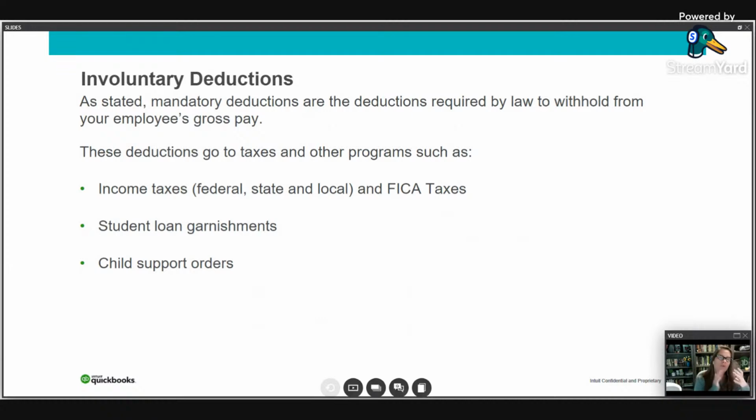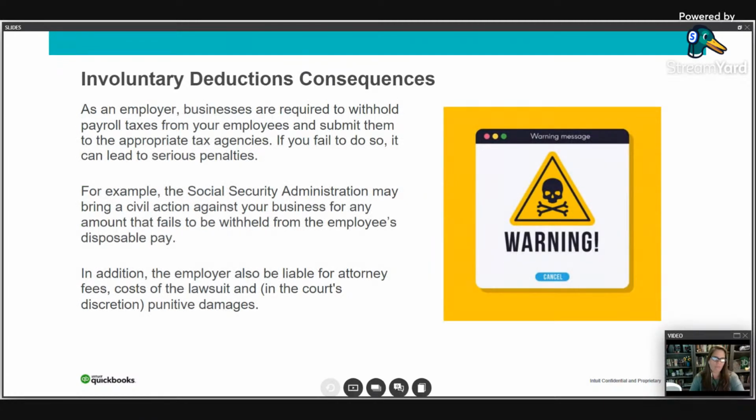So anything that is not a mandatory deduction, you have to have in writing permission from the employee to take those out. So involuntary deductions, these are mandatory deductions, income taxes, any court-ordered garnishments, whether it's student loan payments, child support, bankruptcy, whatever. These are involuntary and they are required by law to withhold from your employee's gross pay. If you do not do that, they could bring civil action against your business, and they may be liable for any attorney fees, costs of the lawsuit, or any punitive damages.